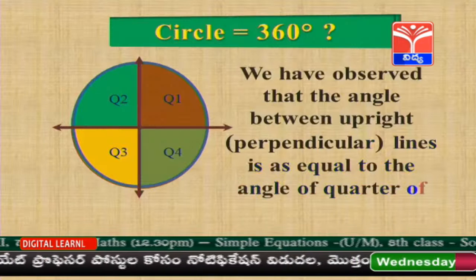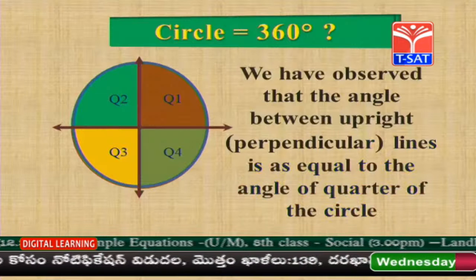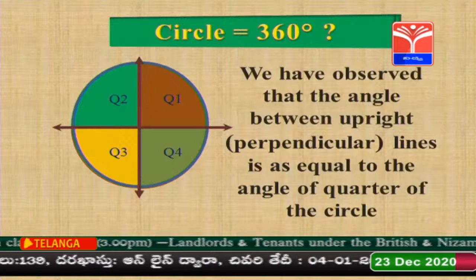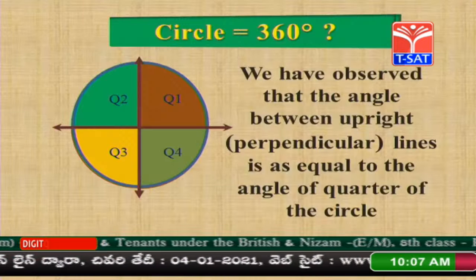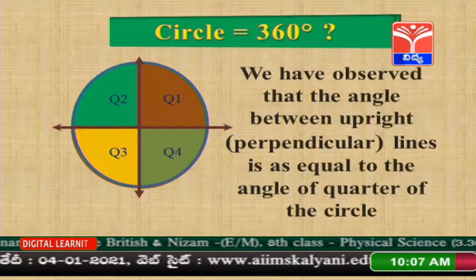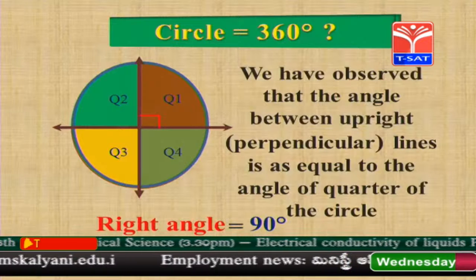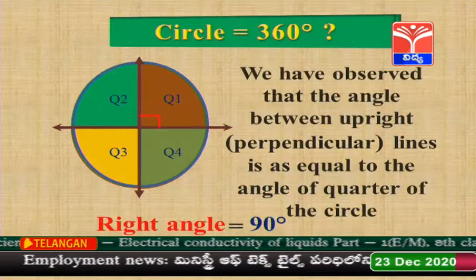We have observed that the angle between the upright, that is perpendicular lines, is equal to the angle of a quarter of the circle, that means the angle in the quadrant. Therefore, a right angle is equal to how many degrees? 90 degrees, is it right?